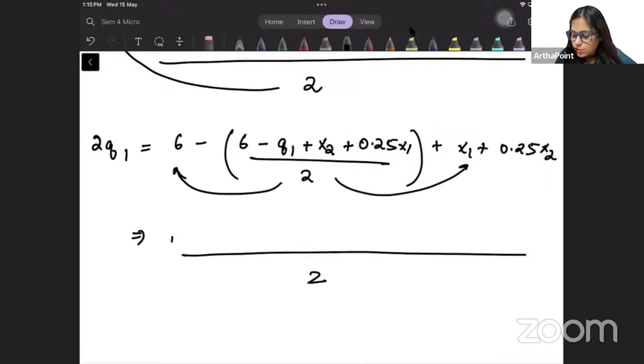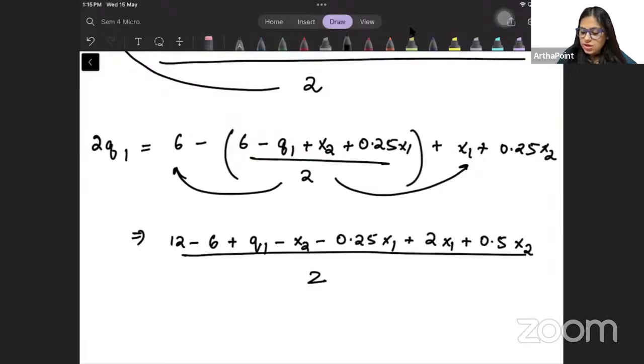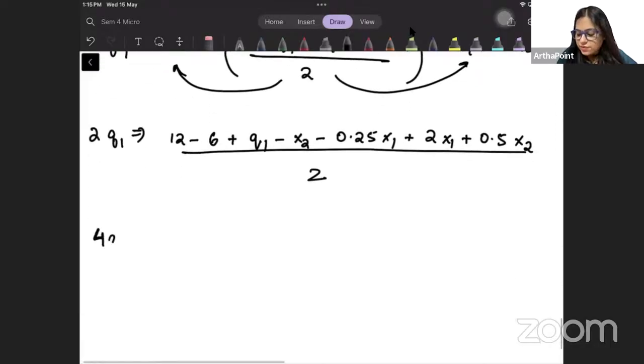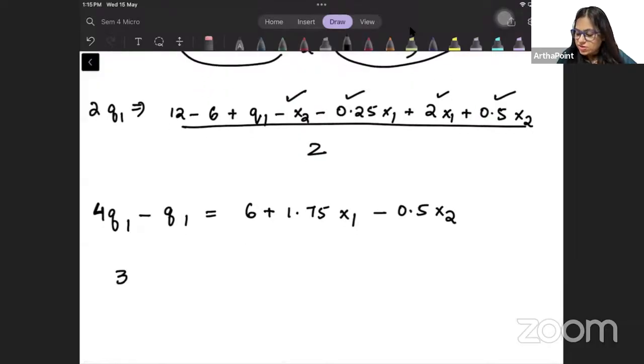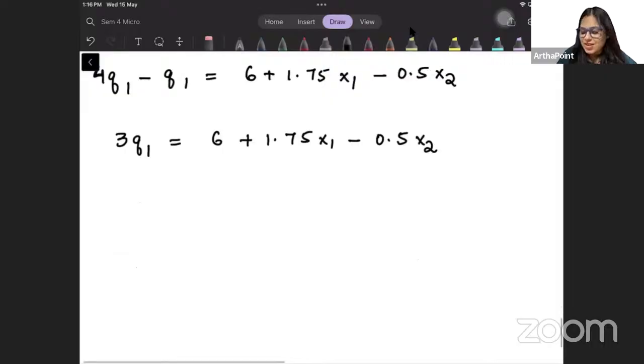So क्या आ जाएगा? I will get 12 minus 6 plus q1 minus x2 minus 0.25 x1 plus 2x1 plus 0.5 x2, and this will be 2q1, right? So I will get 4q1 minus q1 is equal to 6. See, 2x1 minus 0.25 x1 will be 1.75 x1. Minus x2 plus 0.5 x2 will be minus 0.5 x2, right? So I will get 3q1 is equal to 6 plus 1.75 x1 minus 0.5 x2. And from here, I will get the value of q1 as this.